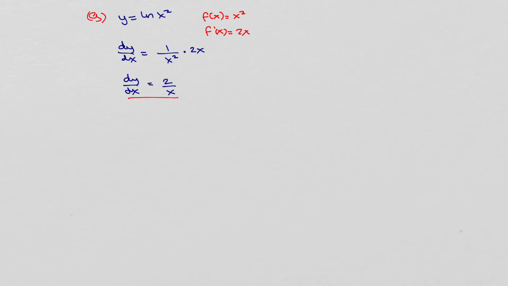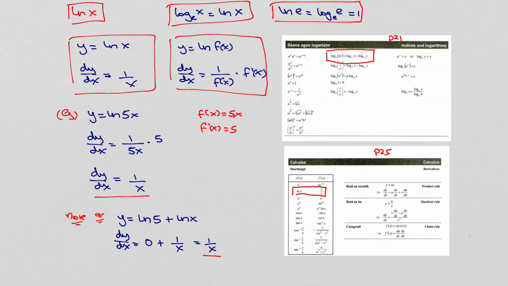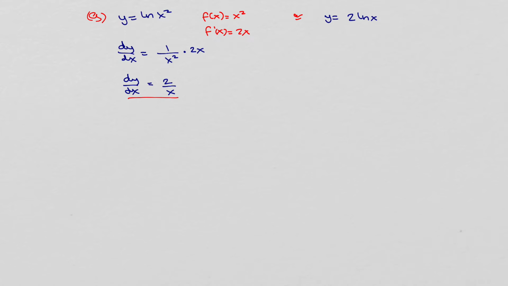But again, we could have spotted the log rules and said, y is equal to 2 natural log of x. Because if we go back to our tables, we can see that that is the third rule down there, where we have log of x to the power of q, and that becomes q log x to the base a. So now if I differentiate, I get 2 times 1 over x, which is the same answer, 2 over x.